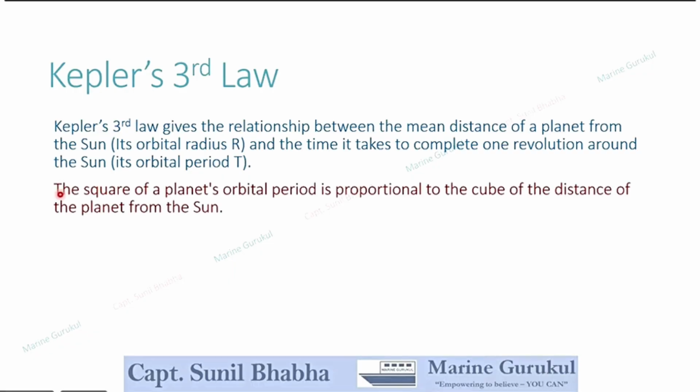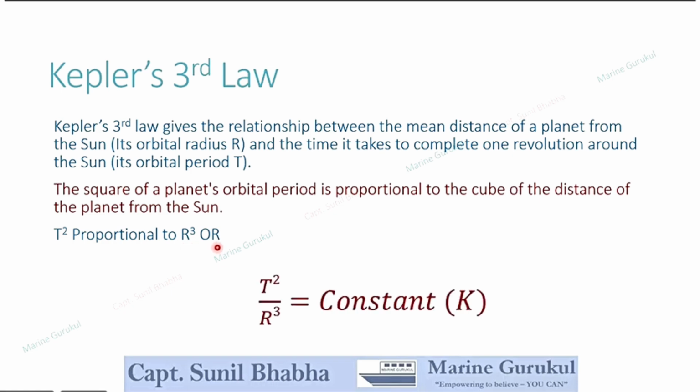What does the law say? The law says that the square of a planet's orbital period is proportional to the cube of the mean distance of the planet from the sun. In other words, T squared is proportional to R cubed. It can be denoted in this particular relationship: T squared upon R cubed is constant, which can be considered as K.